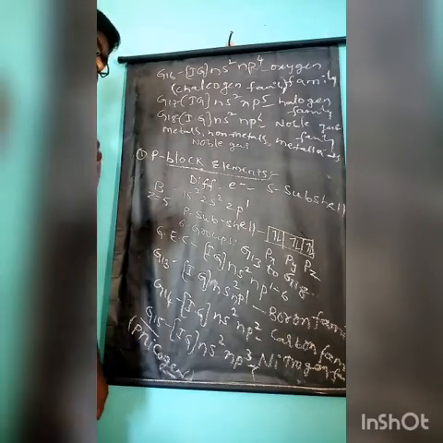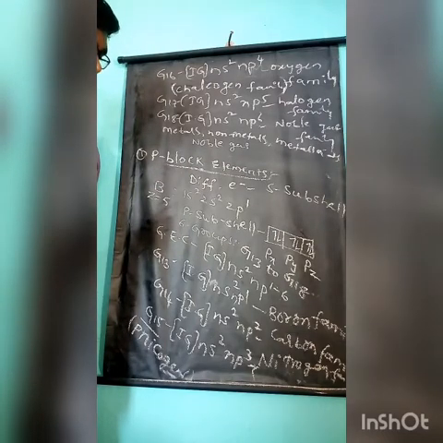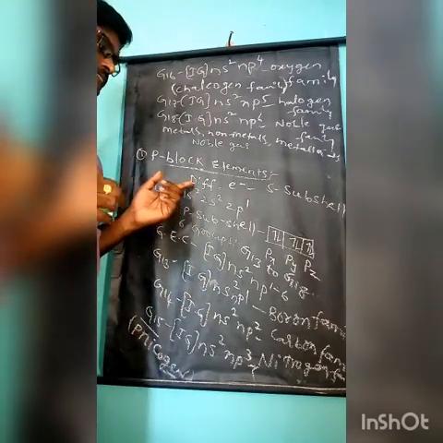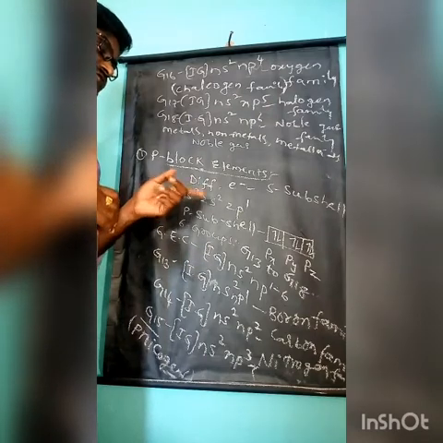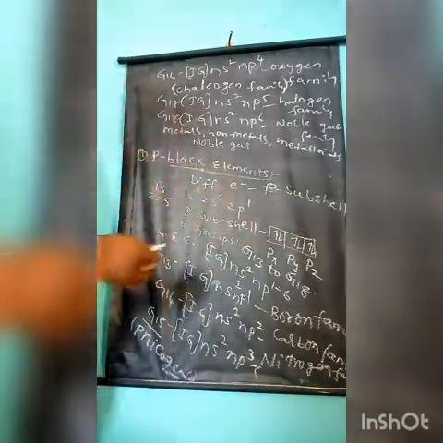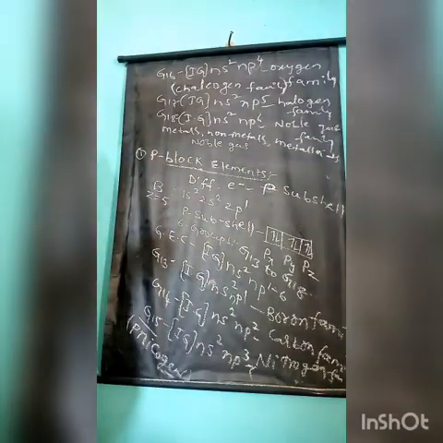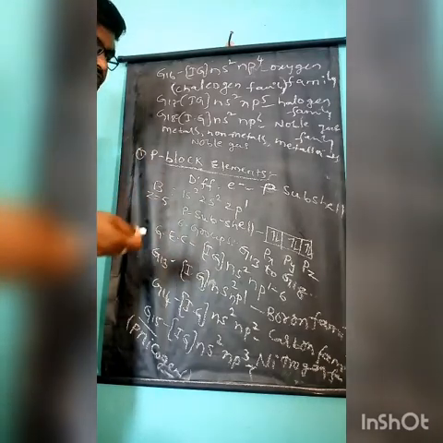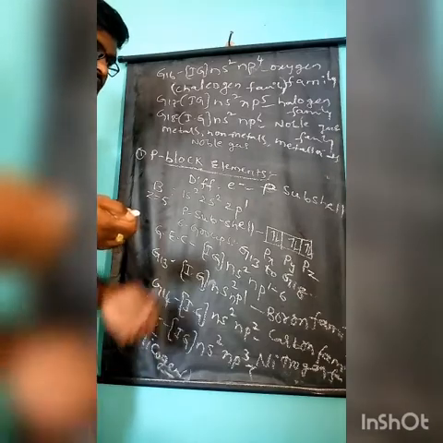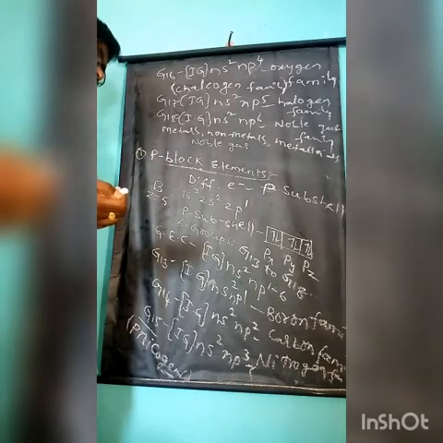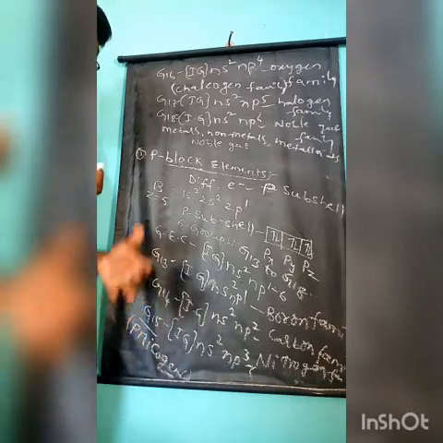The elements in which the differentiating electron enters into the p subshell of the outermost shell are called p block elements.